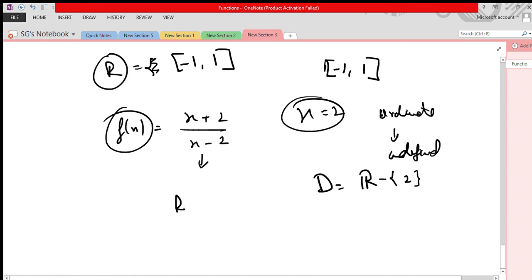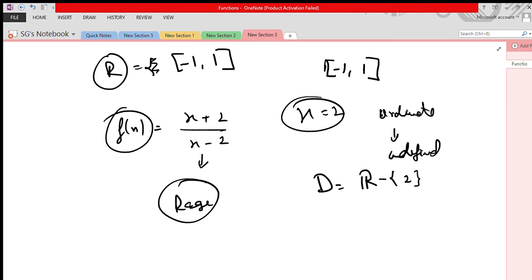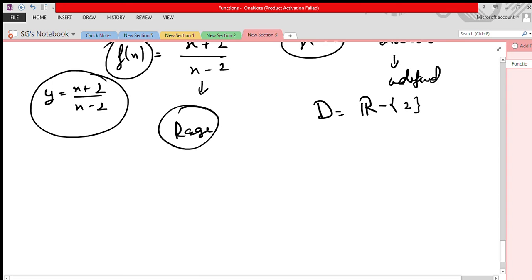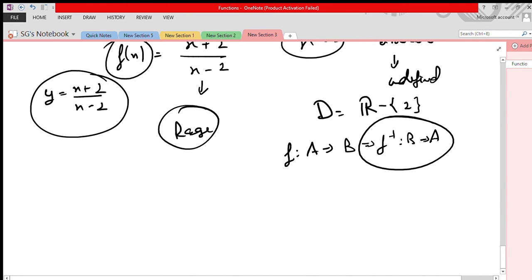And what will actually be its range? Okay, so if you define y equals (x + 2)/(x - 2), you can find the inverse image of this particular function. What is an inverse image? It's very specific, nothing much. If f is mapped from A to B, the inverse image maps B to A. Clear? The domain and the range get interchanged.